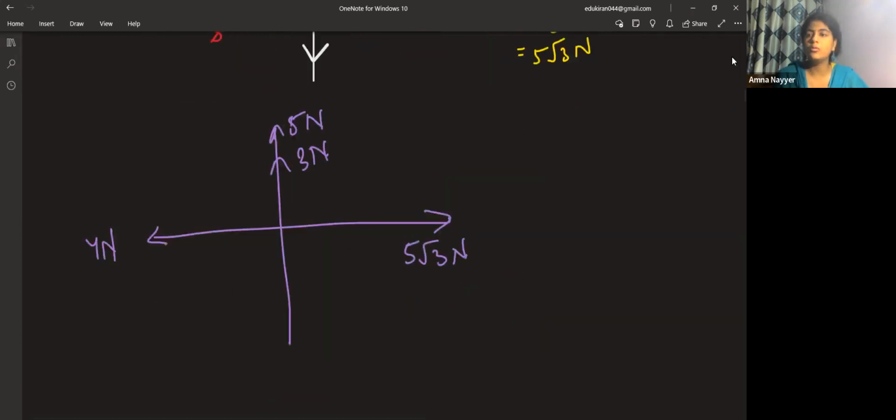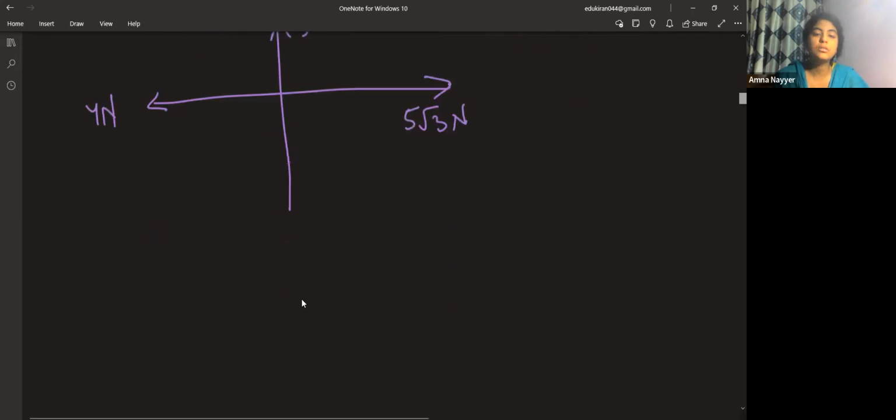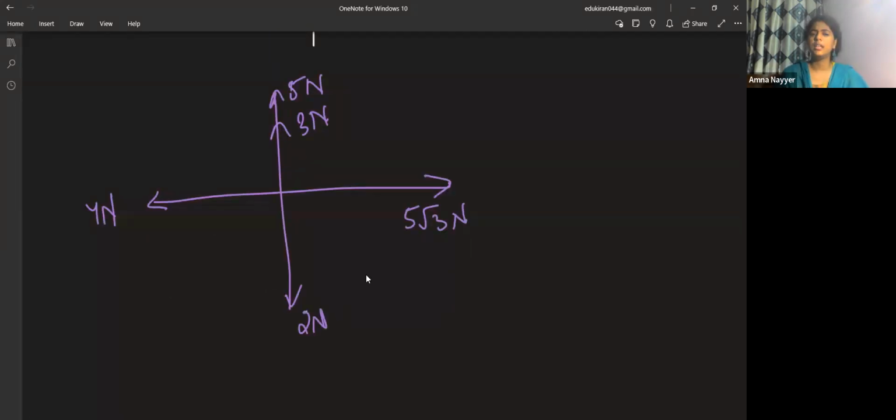And coming downwards, that we didn't need to resolve, that is 2 Newton. So this becomes 2 Newton. Now this is your simple addition and subtraction. Let us just solve the x-axis. See, both are in opposite direction. How will you solve Fx?